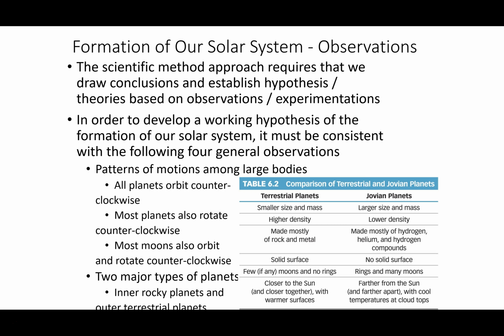So, I have a question. When it says all planets orbit counterclockwise, and it says most planets also spin on the axis, okay, rotate, yeah. So this is rotate and this is orbit. Okay. Yep. So they all orbit in the plane of the ecliptic in the same direction. Okay. But we're going to see that Venus actually spins backwards.